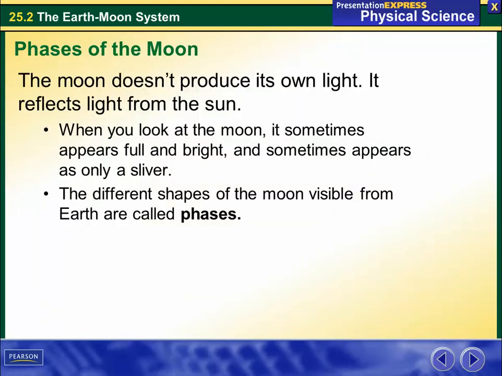The moon doesn't produce its own light. It reflects light from the sun, which, as we mentioned, is true of every body in our solar system; none produces its own light. It's all from the sun. When we look at the moon, sometimes it appears full and bright. Sometimes it only appears as a tiny little sliver. All of those different shapes of the moon visible from Earth are called phases of the moon. The reason we see all of those is because the moon is in different phases.